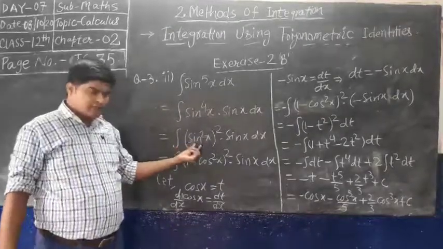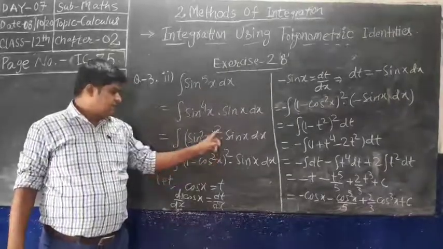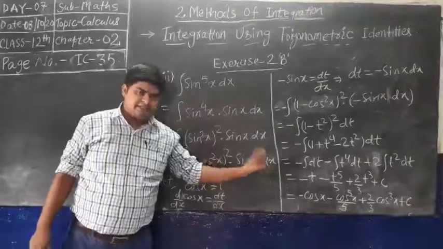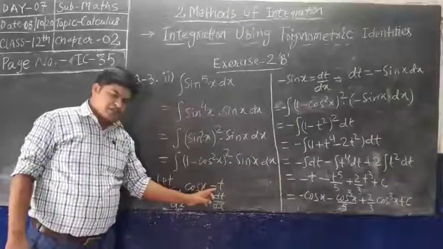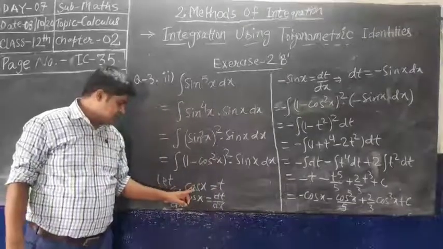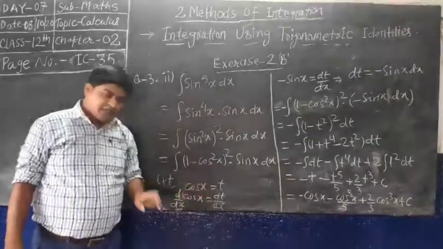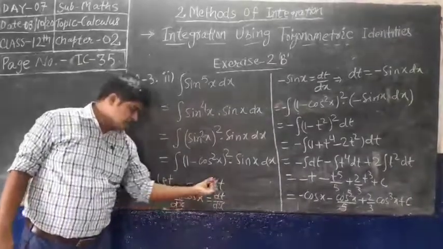So you will break the term sin square x into 1 minus cos square x, to the power 2, sin x dx. Now let cos x be the basic term. Suppose that cos x is equal to t. Then you have to find the first derivative of the given equation cos x is equal to t.